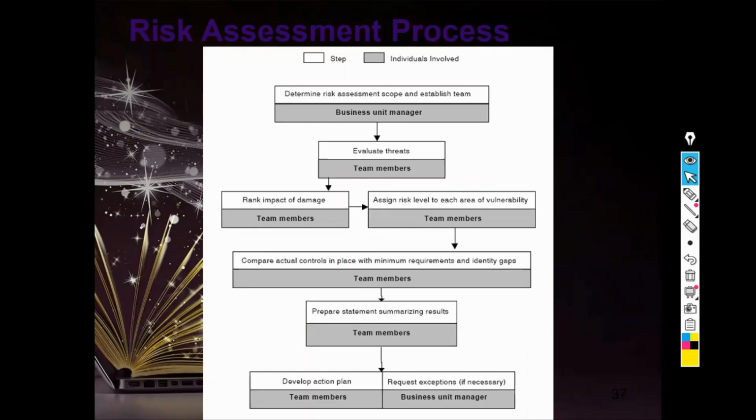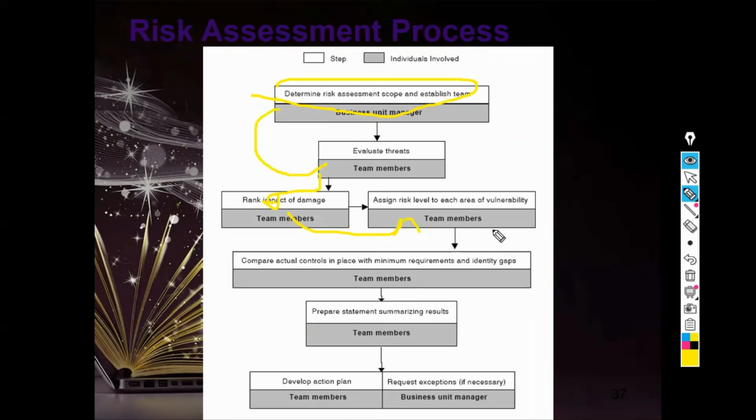Now, you need to do the risk assessment. What is the approach? Determine the risk assessment scope. We need to first determine the risk assessment scope and establish the team. Then we need to evaluate the risk, then rank the damages or the impact, then assign the risk level. This is the flow. You need to determine the scope. Once you have determined the scope, you go on to determine the threat. Then we do the impact assessment. Then we assign a risk level for each vulnerability.